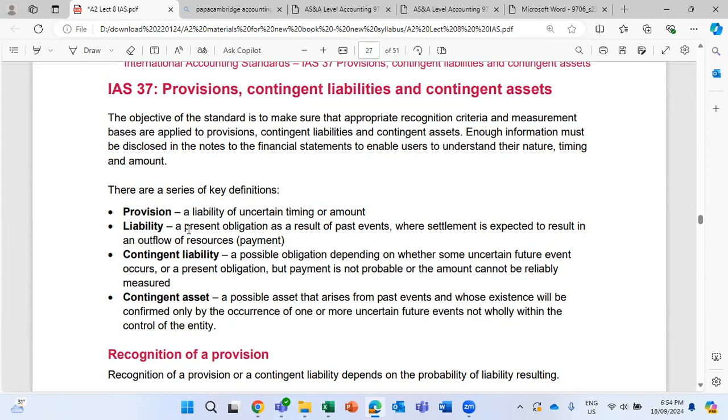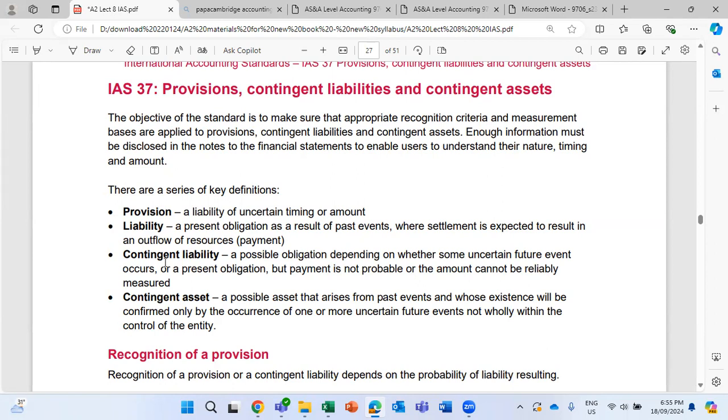A liability is a present obligation as a result of a past event. Because of a past event, we are obliged to pay, whereby the settlement of this liability is expected to result in an outflow of cash, an outflow of resources. Contingent liability is a possible obligation depending on whether some uncertain future event occurs, or a present obligation but payment is not probable or the amount cannot be reliably measured. So that's contingent liability. It might be a liability, a possible obligation, but the amount or the likelihood of it cannot be ascertained accurately.